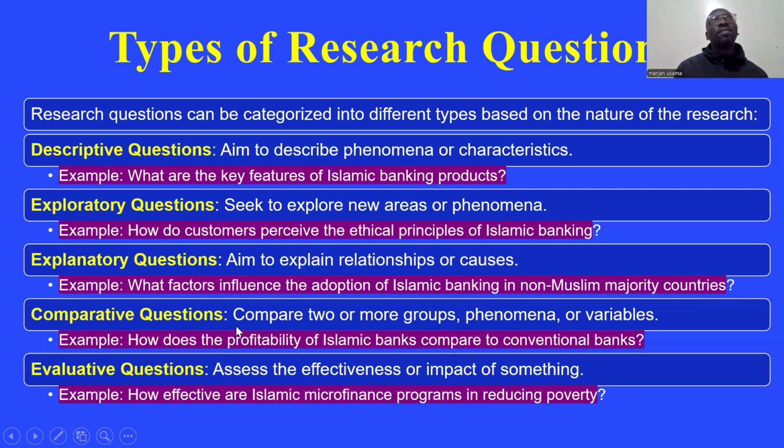Then sometimes we have comparative questions. Compare two or more groups, phenomena, or variables. Like, how does the profitability of Islamic banks compare to conventional banks? Then we also have evaluative questions that normally assess the effectiveness or impact of something. For example, how effective are Islamic microfinance programs in reducing poverty? Are they very effective? Are they less effective? So when formulating your research questions, it should fall under these 5 categories.